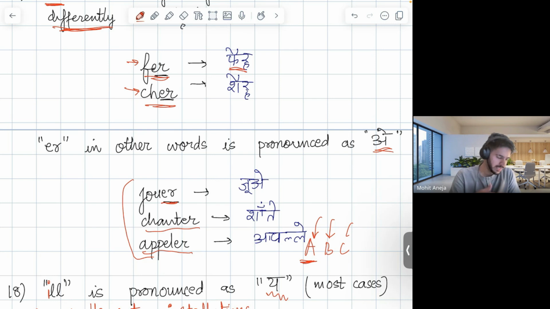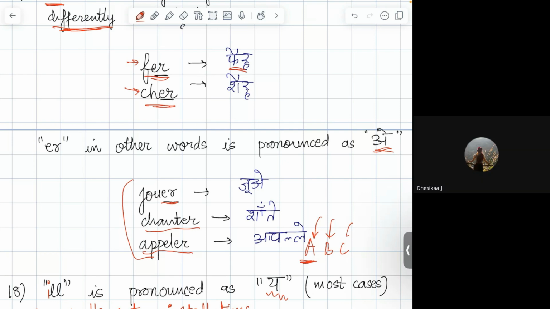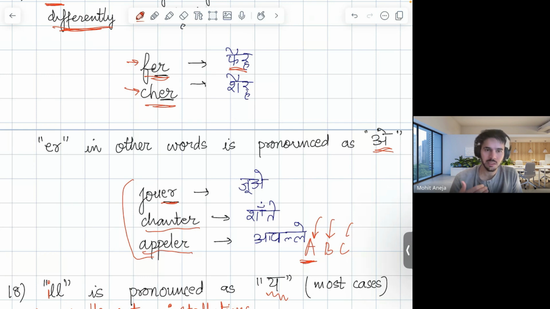We are almost at the end of the PDF. So the difference between the two is what I want you to grasp. The first one is fair and share. Desika, please repeat the sounds for me. Fair and share. Kriti, can you repeat these sounds for me? These first two ones? Fair, share. Yes. Hussein, can you say these sounds for me again, please?